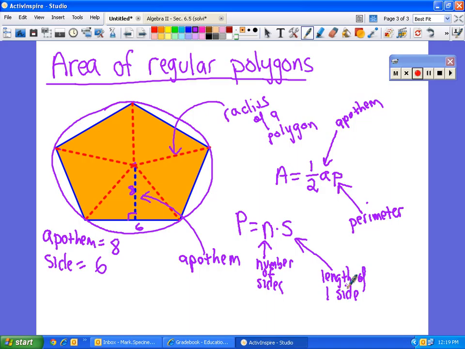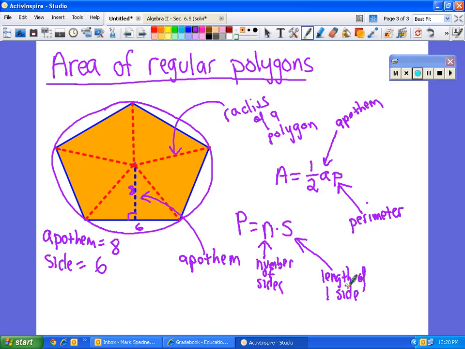Okay, so what's the perimeter of this pentagon? The perimeter is 30. How do we know that? Well, if one side is 6, how many sides in a pentagon? 5. 6 times 5 is 30.